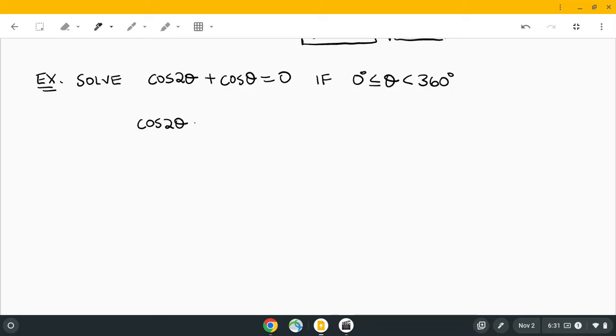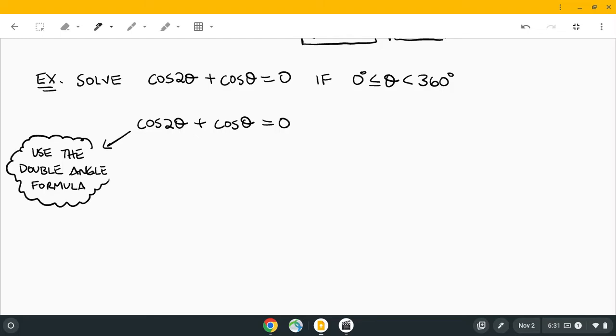What makes this one a little bit different from the previous one is that cosine 2 theta, while we are going to use the double angle formula here, just like we did in the previous example, the thing is that for cosine 2 theta, the double angle formula, if you remember, we have those 3 options, right? Let me finish writing this. Double angle formula. So yes, we are going to do that, but we have 3 to choose from.